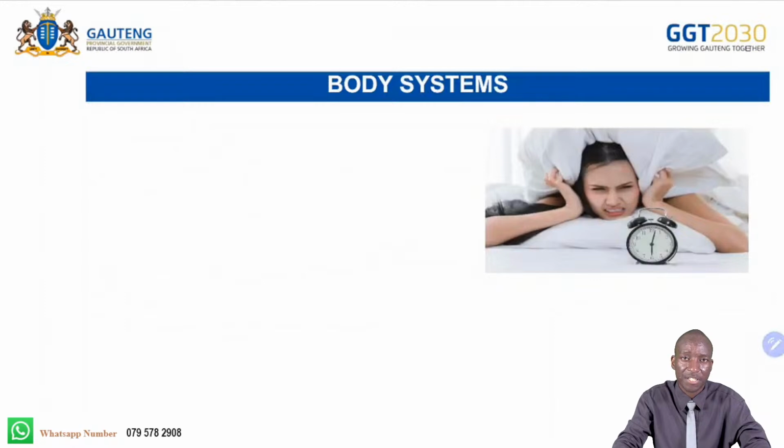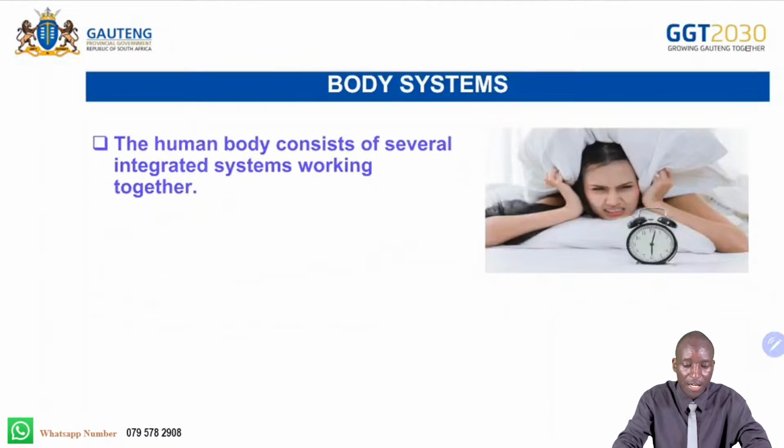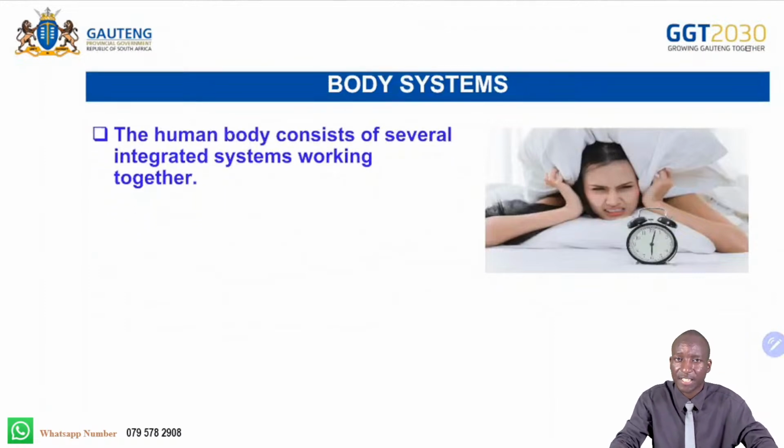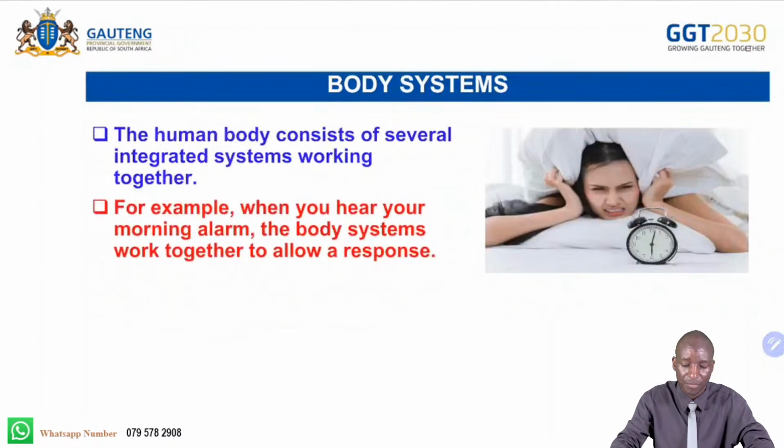Let's look at the first part of our subtopic, body systems. The human body consists of several integrated systems which work together. These systems come together to perform a common function. For example, when you hear a morning alarm, the body systems work together to allow a response. It's one of the examples of body systems working together so that you give a response to whatever situation is happening.